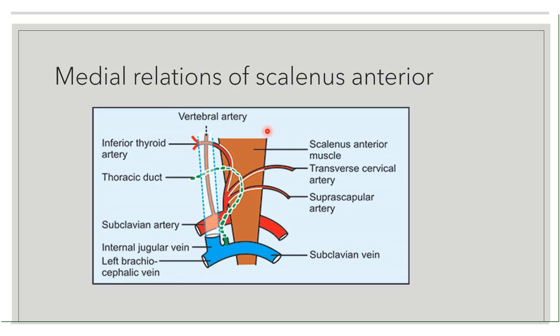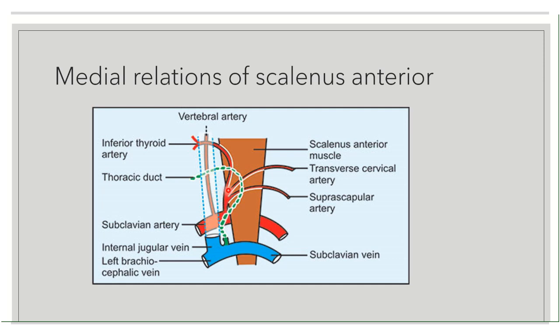This diagram represents the medial relations of scalenus anterior muscle. This is the scalenus anterior muscle of left side, and this is left subclavian artery. As you all know that the medial border of the scalenus anterior muscle divides the subclavian artery into three parts. So first of all, the structure which is related medial to this scalenus anterior muscle, this is the first part of subclavian artery, and the branches that arise from the subclavian artery include this one, vertebral artery and inferior thyroid artery.